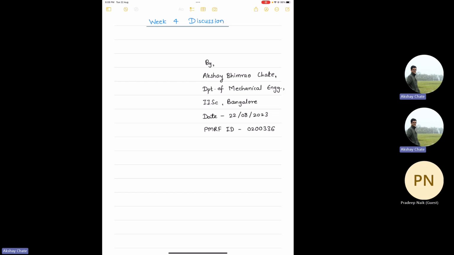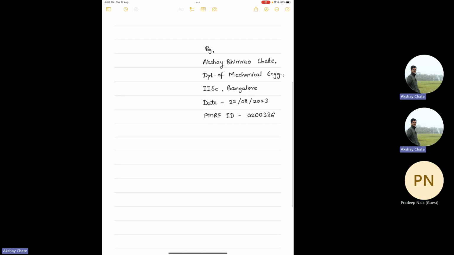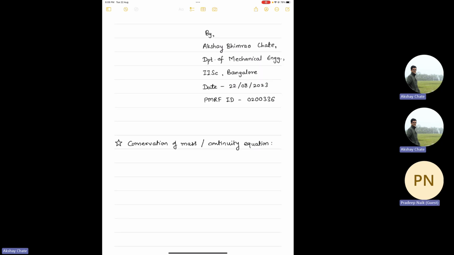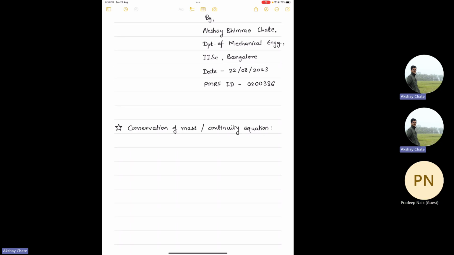First is the conservation of mass, which is also called the continuity equation. If I go back to my previous notes, we had these P and beta variables in the Reynolds transport equations last time that we had seen.